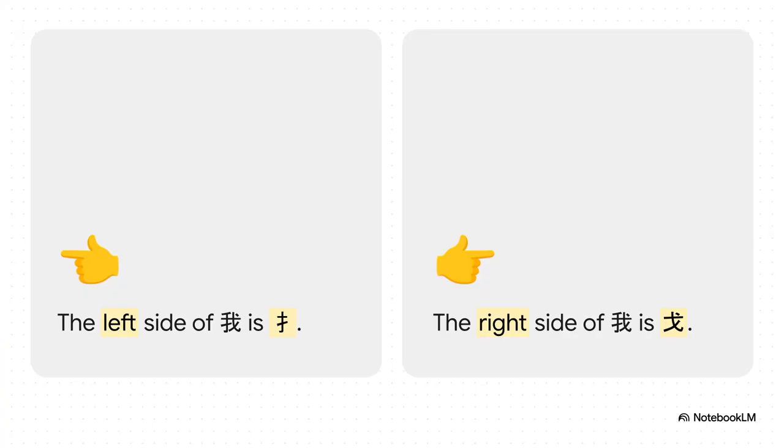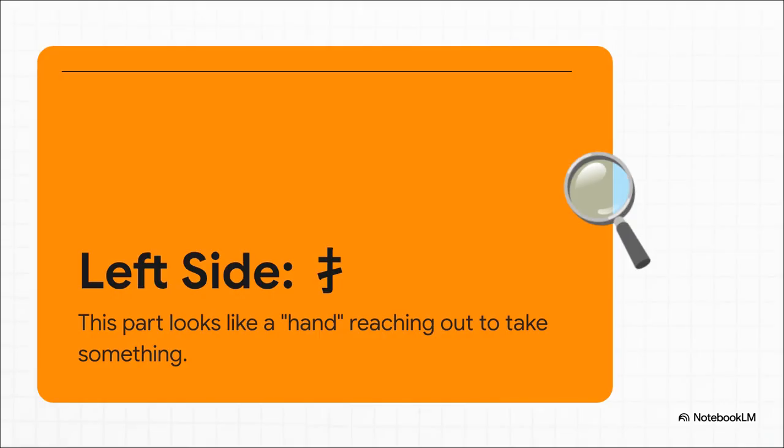So, the first step is to stop looking at it as one big, complex shape. Let's just split it right down the middle. See? Now we have a left side and a right side. And each one is a clue. Let's start with our first clue, the bit on the left. This part is a radical that means hand. You'll actually see this little guy in tons of characters that have to do with actions. For our story, all you need to do is picture it as a hand reaching out.